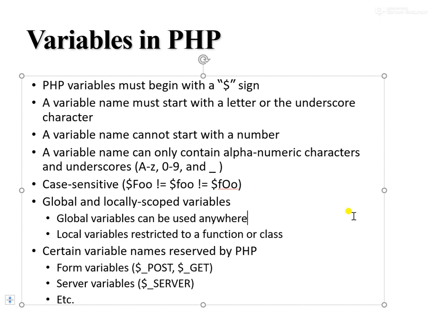Like C++, we have some reserved words. In C++, you cannot assign your variable a name like int, float, or char. Similarly, in PHP, we have some reserved words like $_POST, $_GET, $_SERVER. These are some examples of words reserved by PHP which cannot be assigned to normal variables.